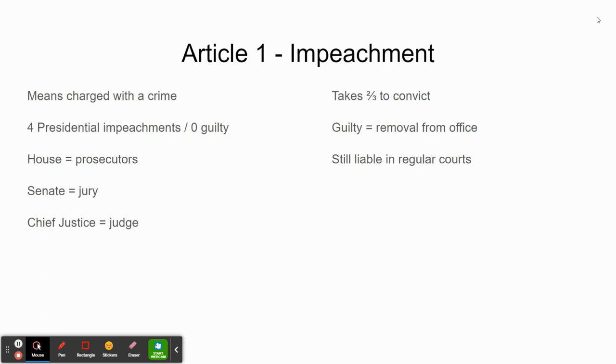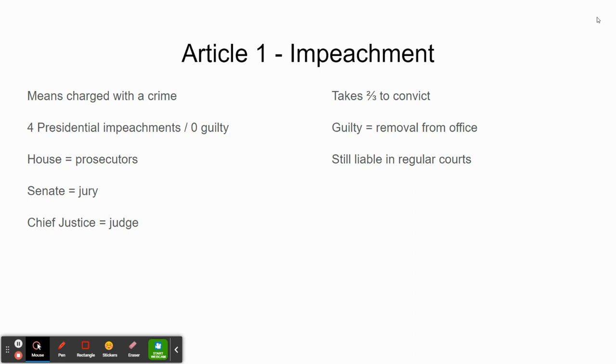The Senate acts as the jury. They listen to the evidence, both for and against, and decide guilty or not guilty. And to keep things organized and to make sure there's a fair trial, the Chief Justice acts as the judge. It takes 2/3 of the senators voting guilty to convict. That's important because they didn't want this simply to become a political game where one party could remove a president elected from the other party.